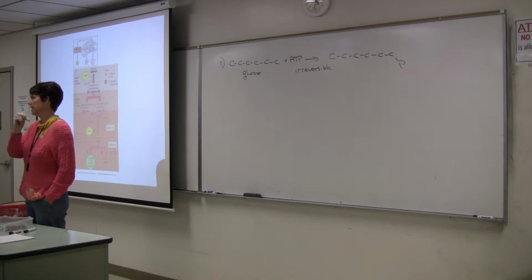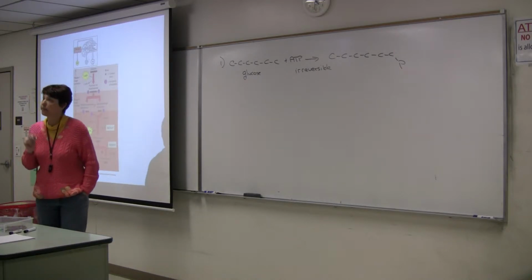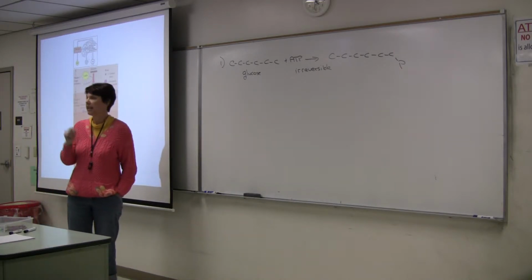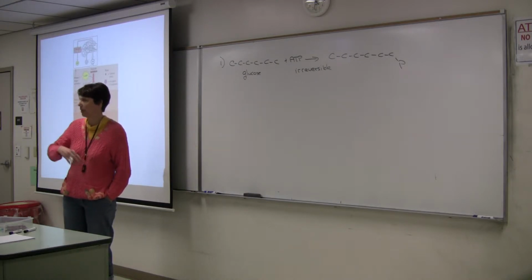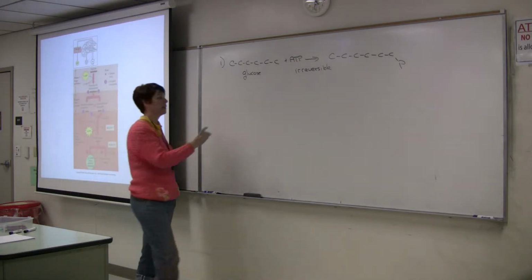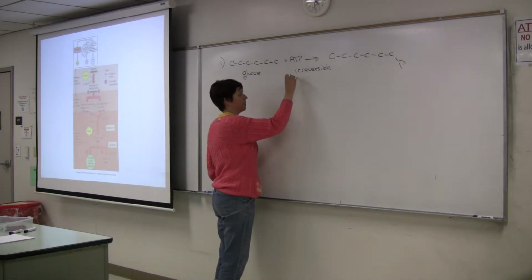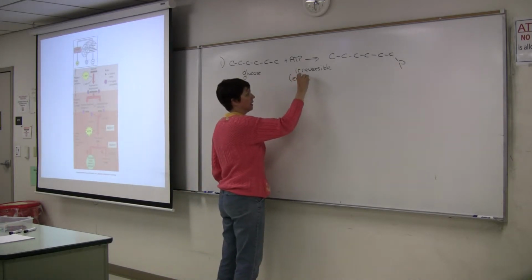We can't take this last phosphate off except in the liver. All right? And that's important in the liver because we're breaking starch back down to glucose and storing glucose as starch. And so it's necessary that this step be reversible in the liver.